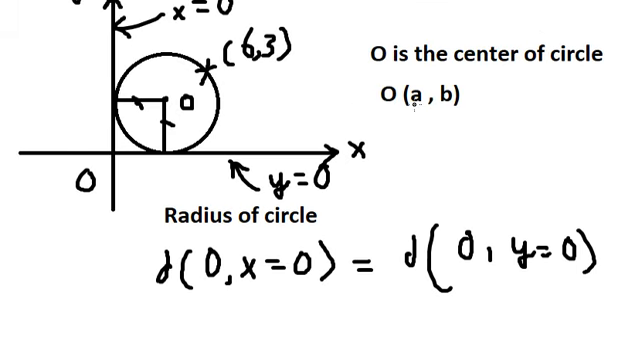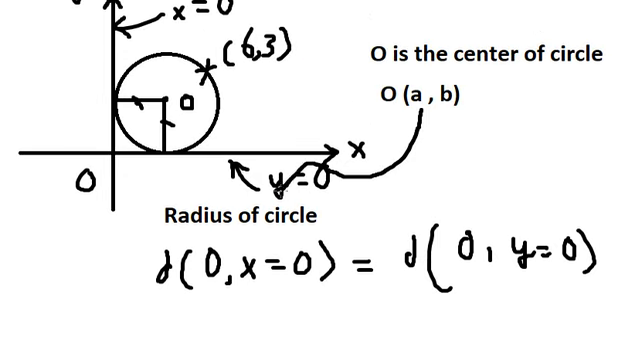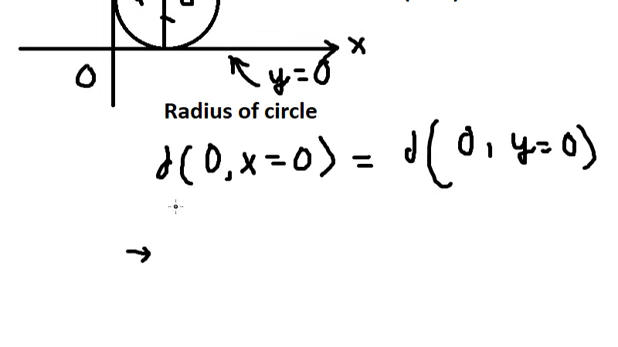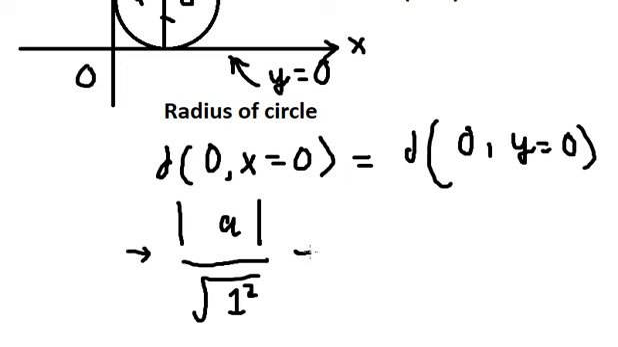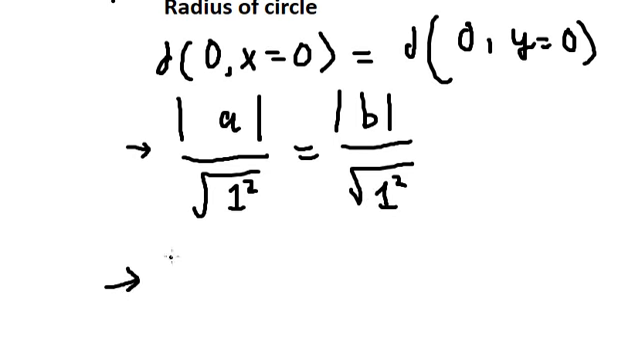We know that we have (A, B). A represents x, so we put A in for x, and it should be like this. And we know that the coefficient of x is 1. Now the distance from O to y equal to 0: for y we have B, we put B in here. The coefficient of y is 1. Now we simplify and we have it like this.